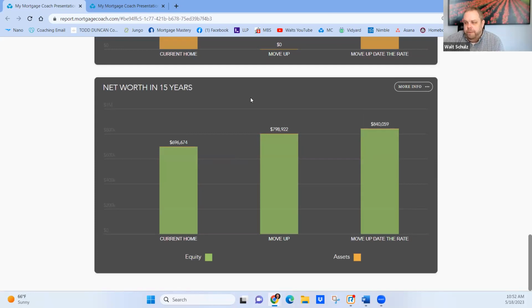I did it over 15 years, and I can change it to 5 years or whatever, but over 15 years, if you were to stay in your current home, you're looking at value being roughly $696,000, where you're generating quite a bit more equity in that move up at roughly $840,000.